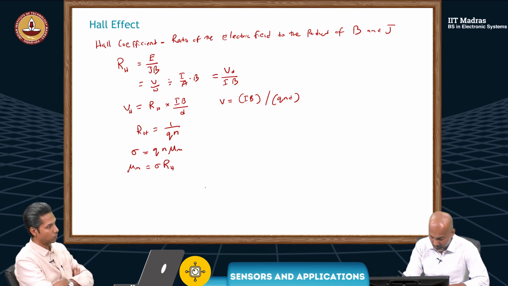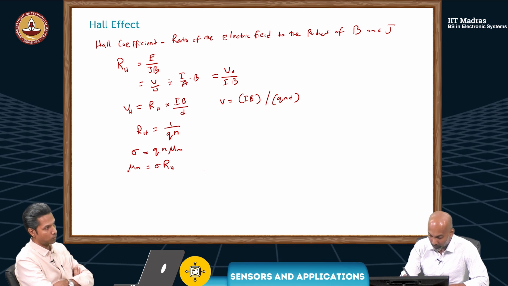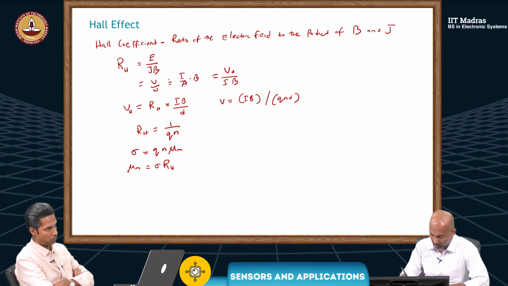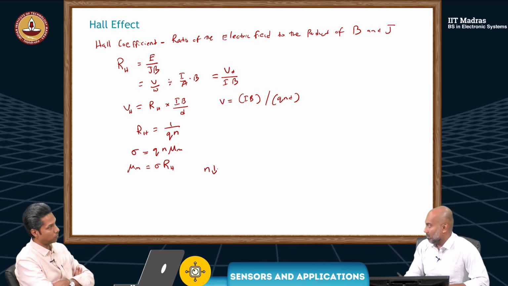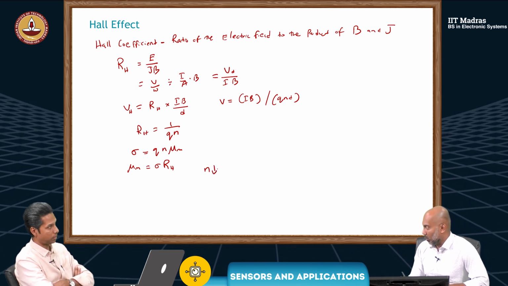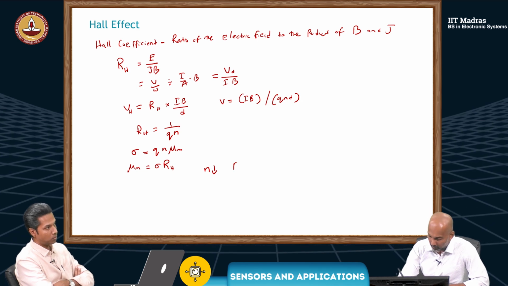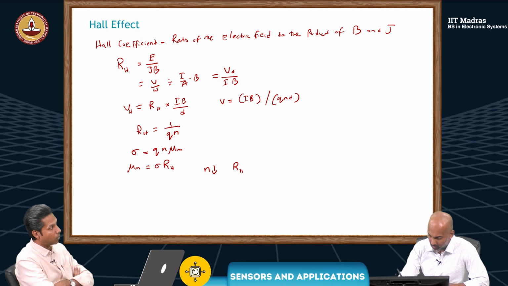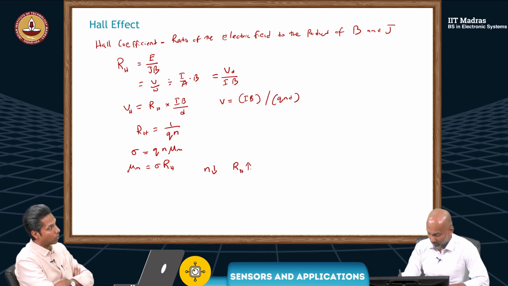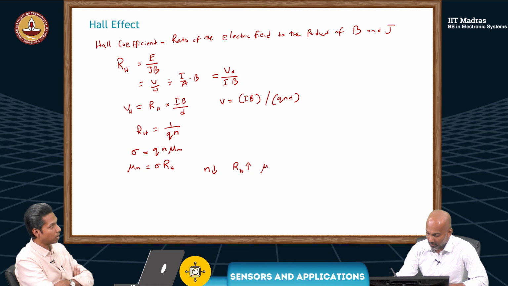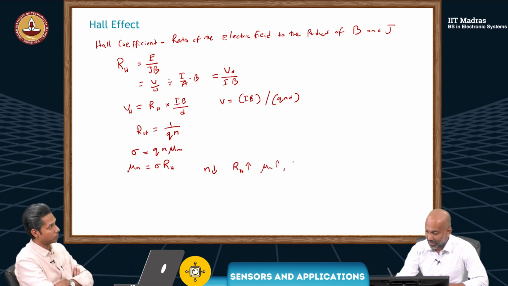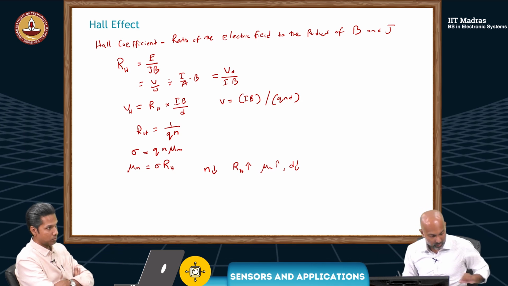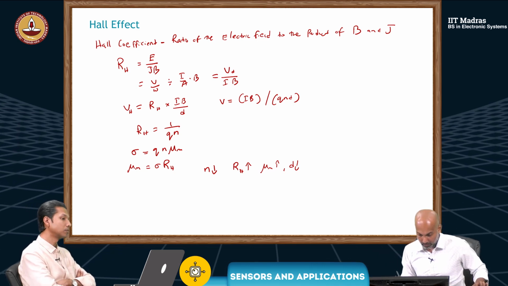So in this case, ideally, to maximize this Hall voltage, your N should be small. Your RH should be high. So if N is small, RH will be high. Yes, it should be high, and D also should be small. Correct.